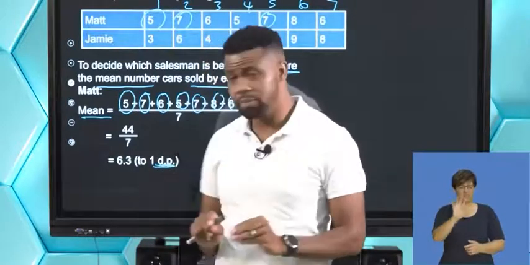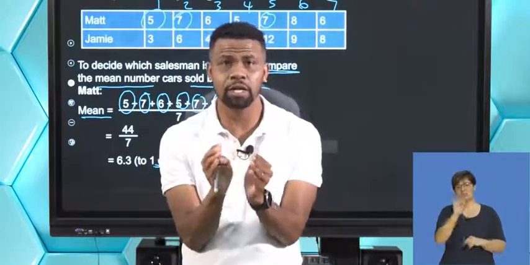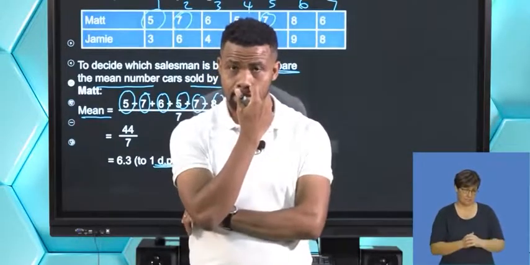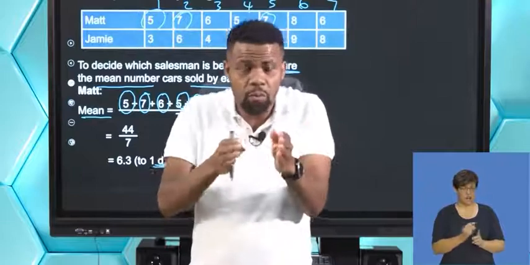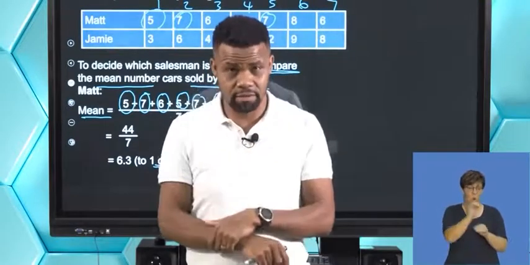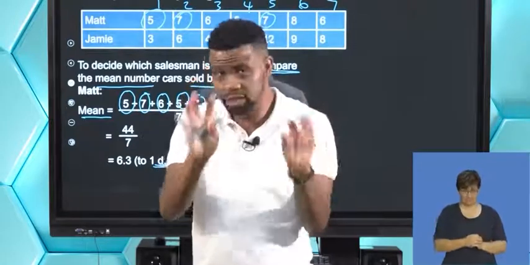So on average, meaning he will sell 6.3 cars. He will sell about 6 cars. Less than 6 or more than 6, but I don't think more than 7 cars. On average, that's what Matt will perform at this company.